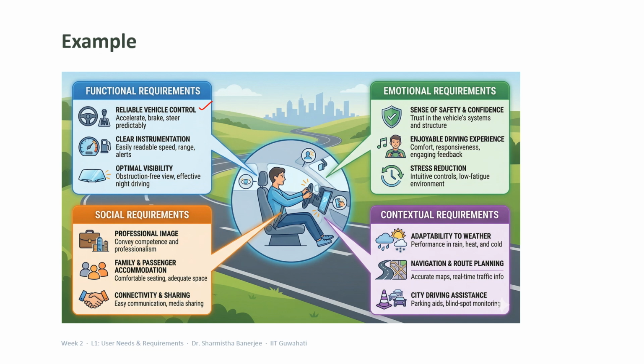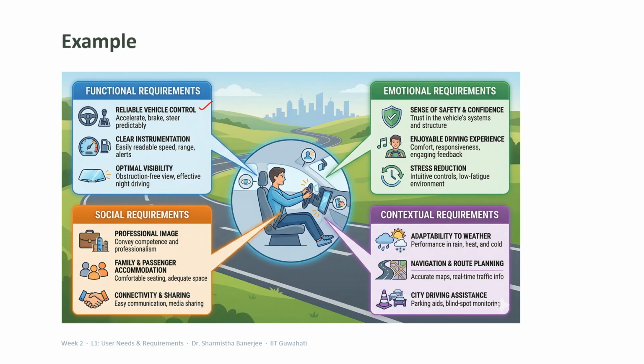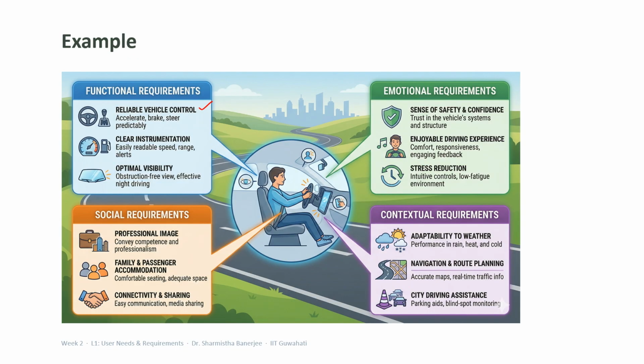So I should be easily able to read the speed, the range and the alerts. I might also have this requirement of optimal visibility. So I want obstruction free view, which might mean different things at different times. So whenever you have your car, there are two pillars and they also give certain kind of obstruction. So you need to design each of these components on the car so that I can have, as much as possible, an obstruction free view. I should also be able to do effective night driving. So those are all my functional requirements.